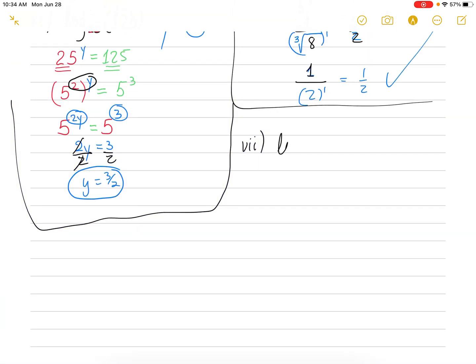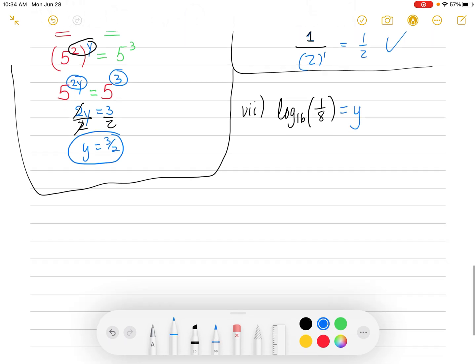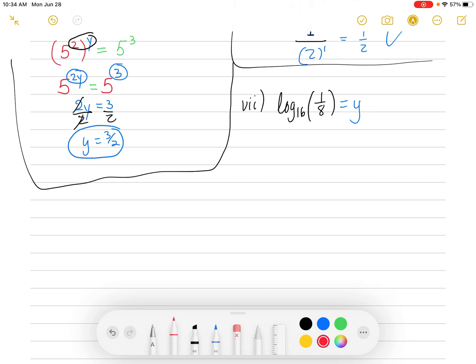Okay, we'll do one more. Number 7. Okay, log base 16 of 1/8. So I'm going to call this y. I don't know what it's equal to, so I'm going to call it y. Now I'm going to rewrite this in exponential form. I'm going to write down the 16 as the exponential base. 16 gets raised to the yth power. And that's going to be set equal to the argument, which is 1/8.